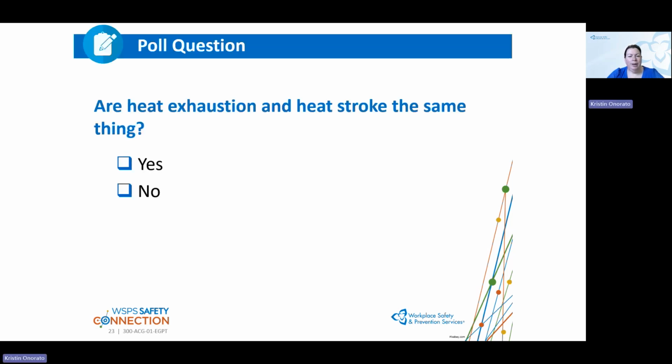All right. So it says poll question. Oh, it's actually going to pop up. I appreciate that, I didn't realize that was going to happen. So that's great. What do we think about this question? Are heat exhaustion and heat stroke the same thing? So yes or no?